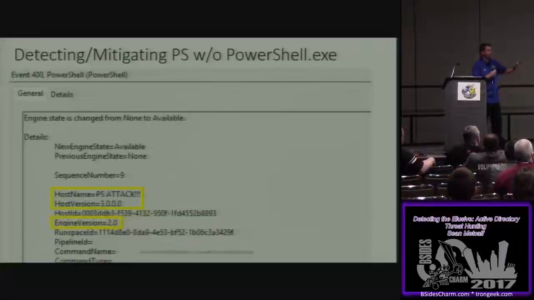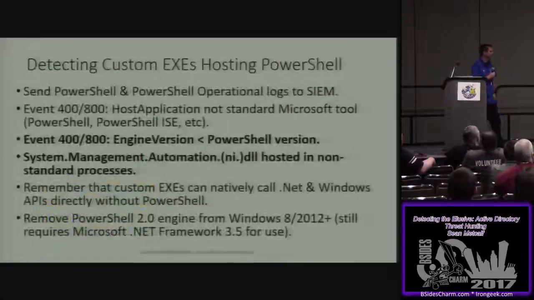But it starts with getting these logs back from our endpoints and our servers and getting them into Splunk or our SIEM tool or whatever else we have for central logging. We can detect this, like I said, event 400, 800, the standard PowerShell logging, by looking for an engine version that's less than our standard deployment of PowerShell. Looking for System.Management.Automation hosted in these non-standard processes.